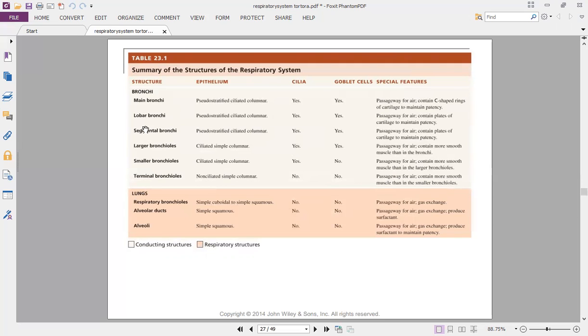The cartilage is C-shaped. The bronchi are made of pseudostratified ciliated columnar epithelial cells. The cilia are present throughout. Goblet cells are present throughout except for the smaller bronchioles, where goblet cells are not present. In terminal bronchioles, neither cilia nor goblet cells are present. In the lungs, the respiratory bronchiole, the alveolar ducts, and the alveoli, these three respiratory structures, you don't see cilia or goblet cells in any of them.